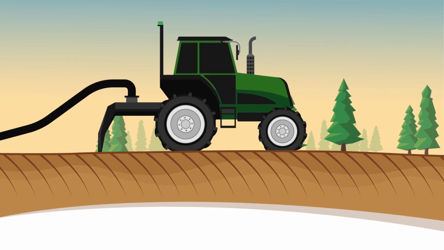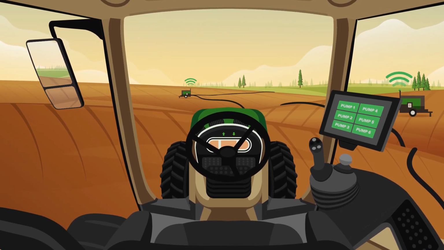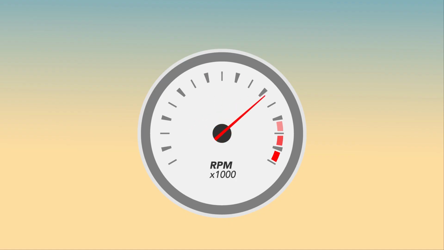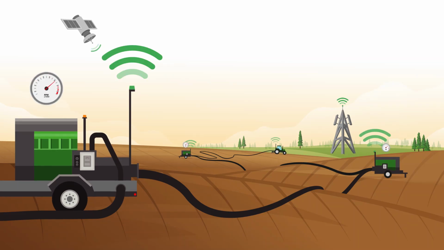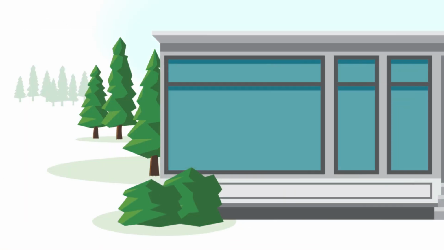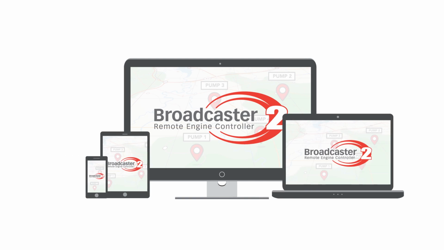From inside the cab, one operator now has simultaneous control of multiple pumps, including engine start and stop, RPM control, auto cruise control, and engine outputs such as hydraulic valves. And now, back at headquarters, your operations manager can monitor the entire system from any computer, tablet, or phone worldwide.